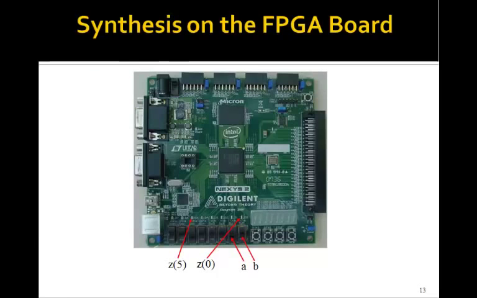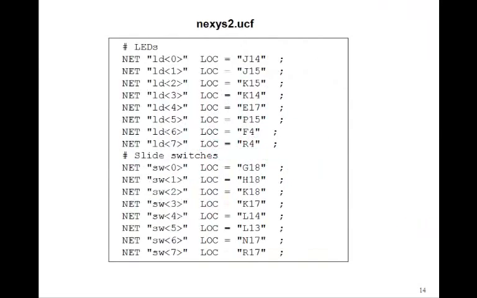We're going to synthesize it to this Nexys 2 FPGA board. We'll use these two rightmost DIP switches for the inputs A and B, and then we'll display the 6 outputs, Z5 down to Z0, in these lower 6 LEDs. Now, there's a file called Nexys 2 UCF, which gives the pin number associated with the LEDs and the switches and all the other inputs, outputs. So this is a piece of this file, Nexys 2 UCF.